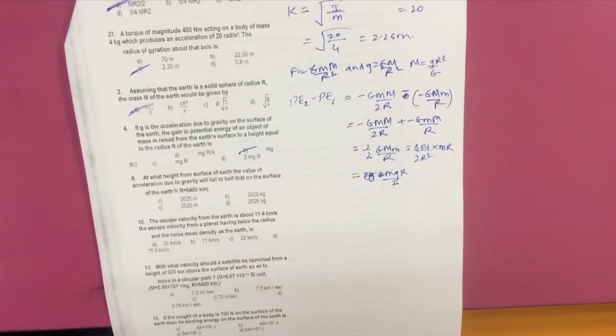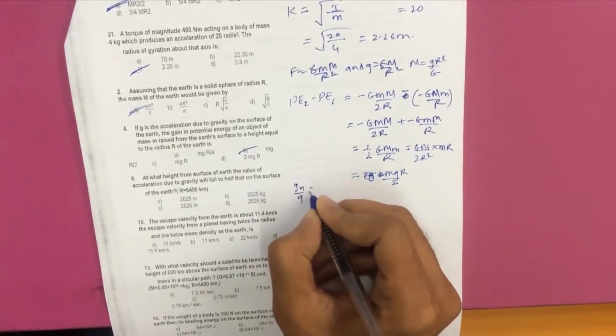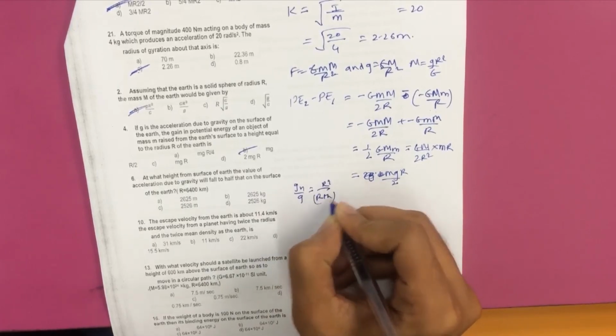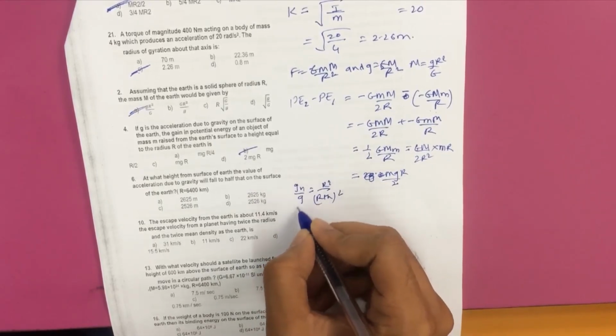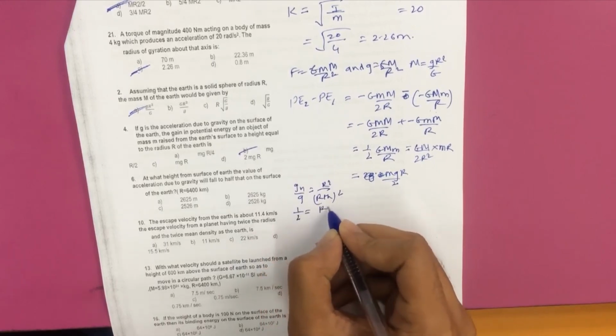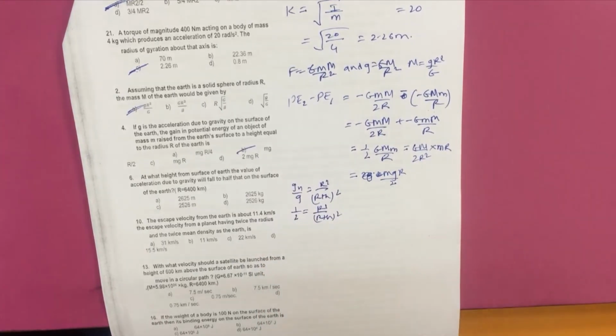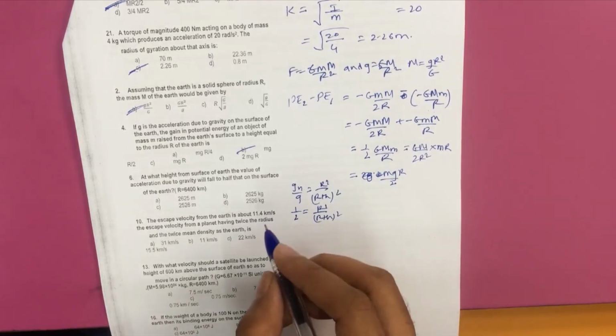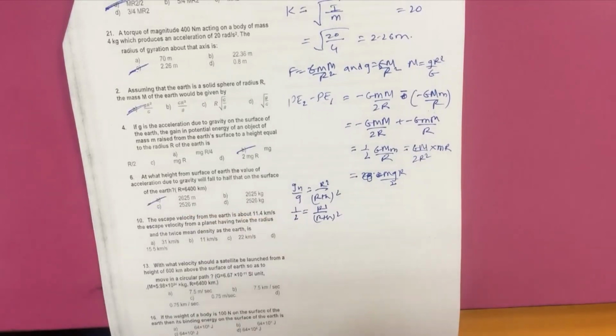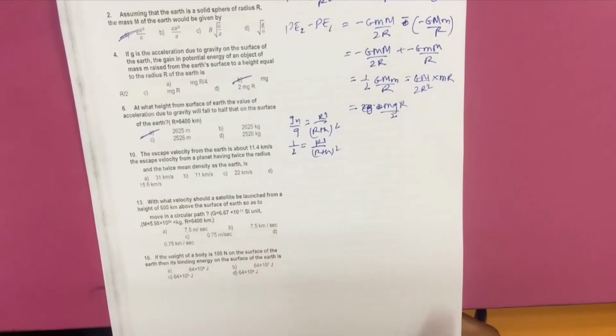At what height from the surface of the earth will the value of acceleration due to gravity fall to half that on the surface of the earth? So gh by g is equal to r square divided by r plus h the whole square. That is, gh by g would be half, equal to r square by r plus h the whole square. Solving this would give you the height as 2625 meters. That is option A.